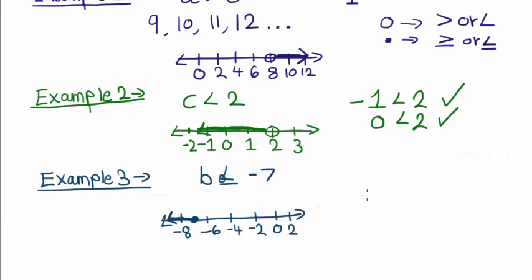Now if I pick some number such as -9, which lies to the left of -7, I can read this inequality as -9 is less than or equal to -7. This is a true inequality because the number -9 is indeed less than or equal to -7.